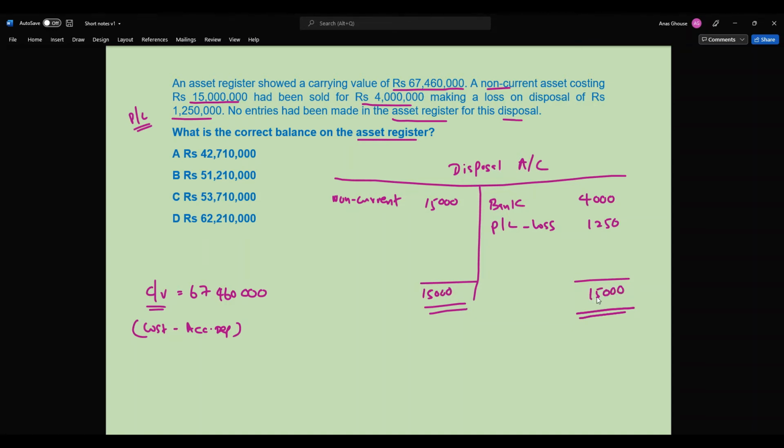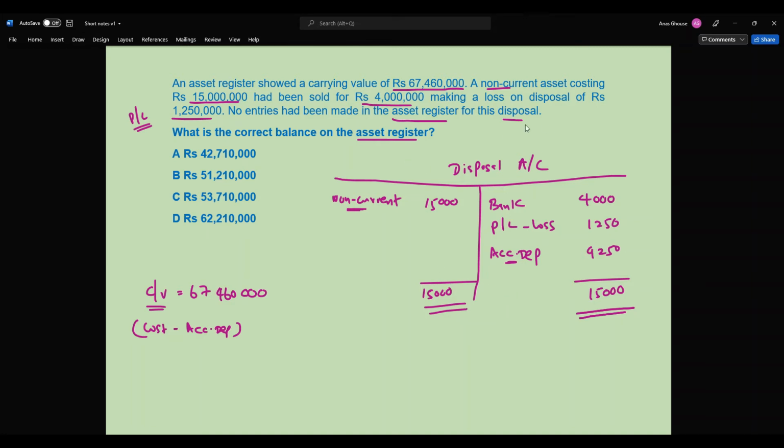So how much is that? 15 million minus 4,000 minus 1,250. That should be 9,250. So this will be the accumulated depreciation. When you dispose of any asset, first of all you need to transfer the cost from the non-current asset and the accumulated depreciation from the accumulated depreciation account.